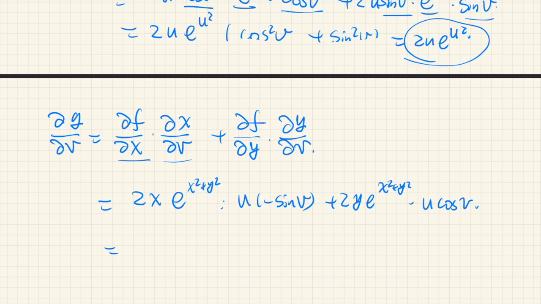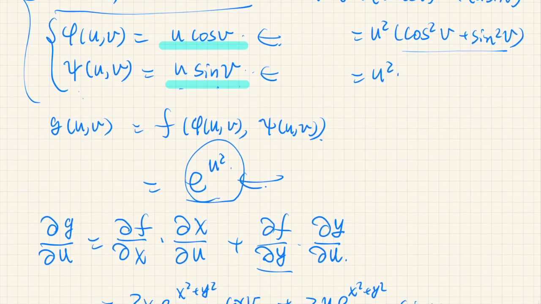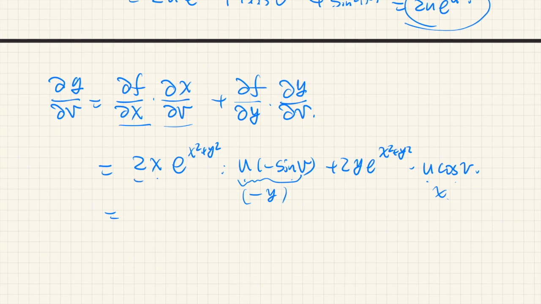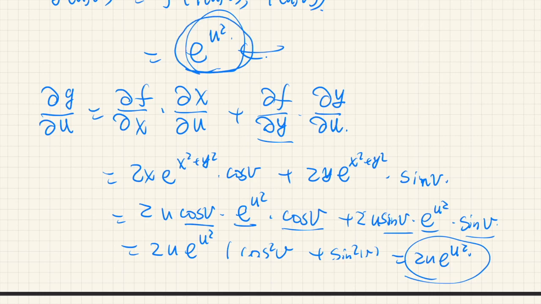Okay, now look at this. u times sine v, so this part is negative y, right? So u sine v is y. So this is negative y, and u cosine v is x. Okay, so we have 2xy exponential with negative sign and 2xy exponential. So this is 0. And you can get the same result just by differentiating this function with respect to v. You get the same result.